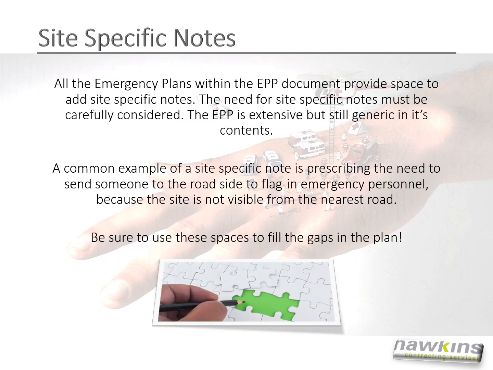Before we conclude this presentation, we must address a couple of housekeeping notes. All the emergency plans within the EPP document provide space to add site-specific notes. The need for site-specific notes must be carefully considered. The EPP is extensive but still generic in its contents. A common example of a site-specific note is prescribing the need to send someone to the roadside to flag an emergency personnel because the site is not visible from the nearest road. Be sure to use these spaces to fill the gaps in the plan.